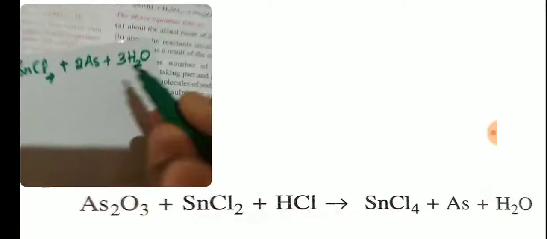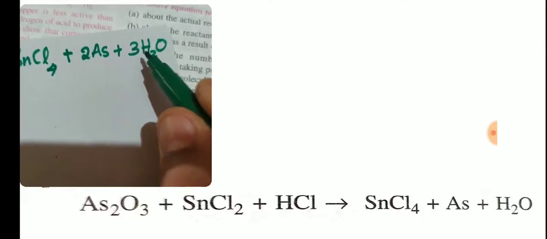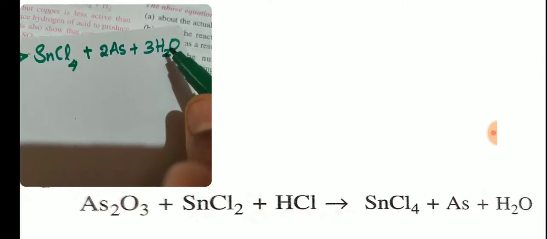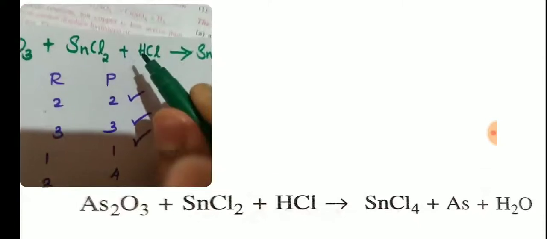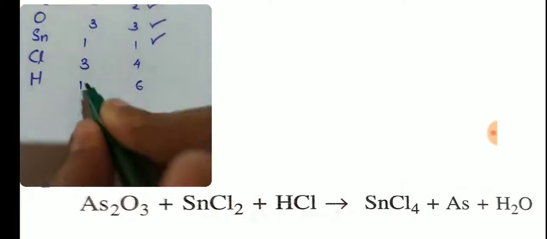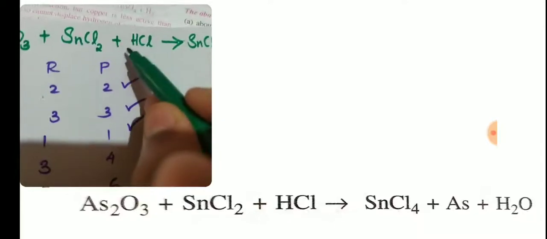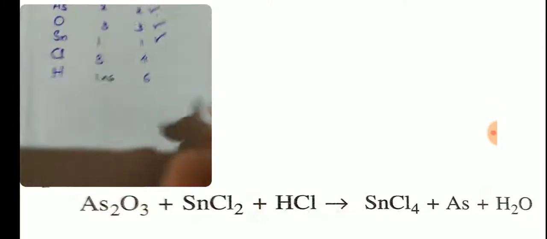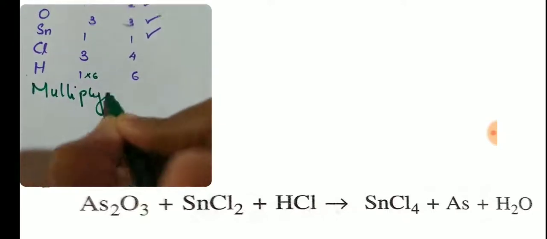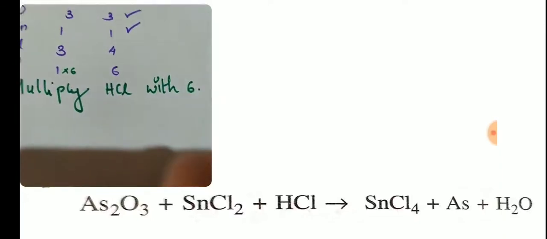Since we have multiplied here with 3, what happens? Hydrogen became 6, right? 3 2s are 6. So now 6 hydrogen atoms are there in the reactant side, and only 1 hydrogen atom in the product side. So how can hydrogen become 6? Multiply with 6. What will we multiply here? Multiply HCl with 6. So the next step is to multiply HCl with 6.